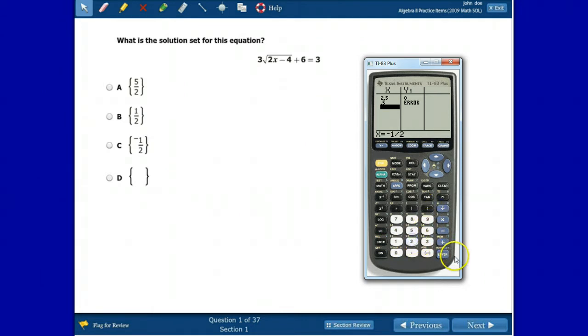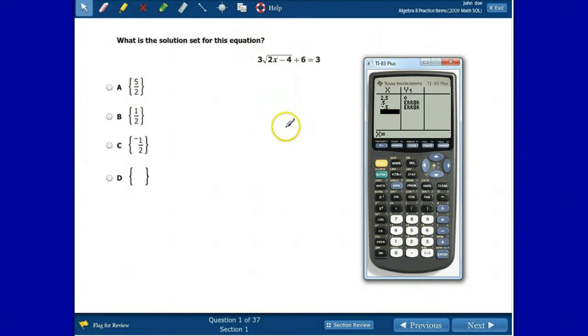And I'll put -1/2 in. And that's an error too. So what this is saying is none of these choices work. So this blank one is called an empty set or null set, which means there's no solution. And there is no solution to this. So that's how I would do that with the calculator.